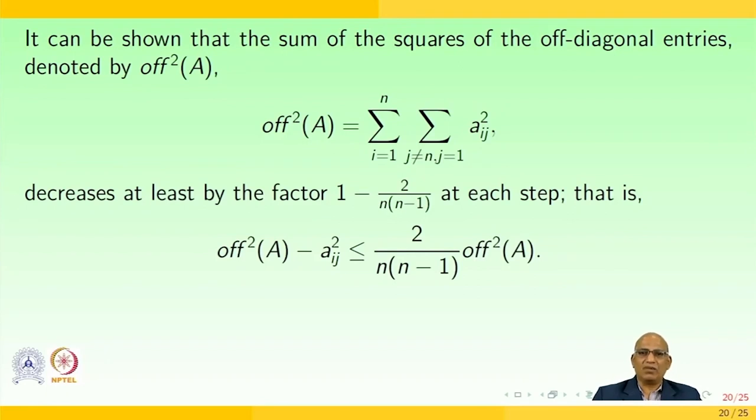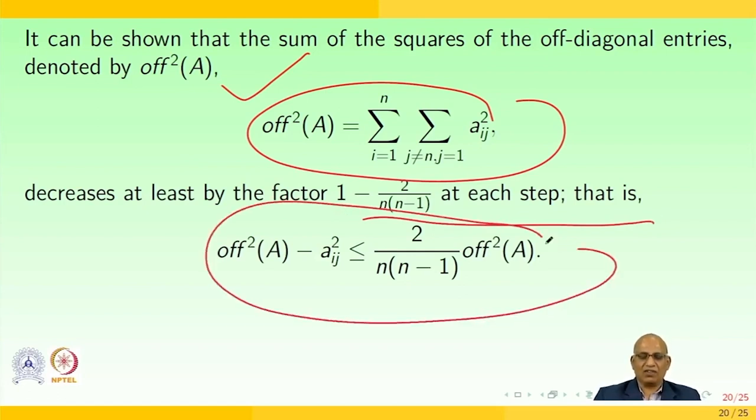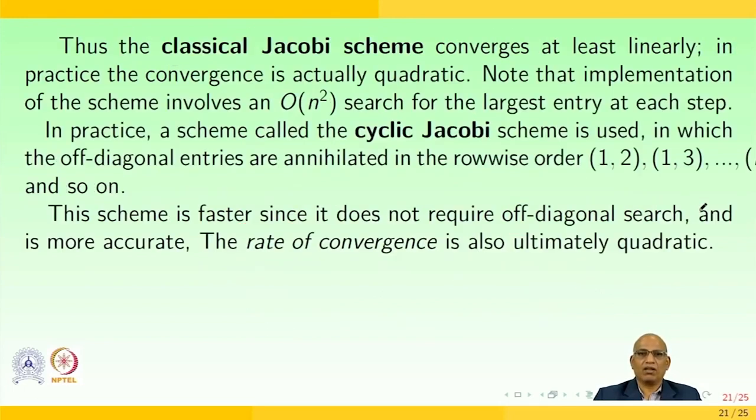It can be shown that the sum of the squares of the off-diagonal entries, denoted by off-squared of A, and we can write in the following fashion: the summation over i not equal to j of a_ij squared decreases at least by the factor 1 minus 2 by n into n minus 1 at each step. That is, you can write it as off square of A minus a_ij square less than or equal to 2 upon n into n minus 1 off square of A. Thus, the classical Jacobi scheme converges at least linearly. In practice, the convergence is actually quadratic.